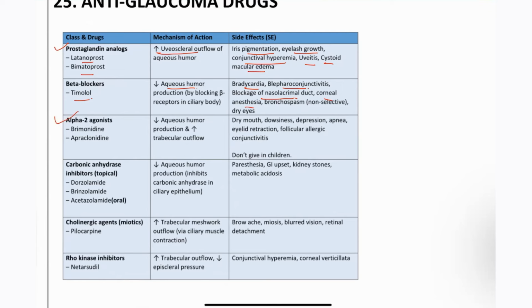Next, alpha agonist drugs, brimonidine and apraclonidine. First, remember that these two drugs are going to cross the blood-brain barrier. If they cross the blood-brain barrier, they are going to cause drowsiness, depression, and apnea. So that's why it is not given in children especially. And other than that, eyelid retraction and follicular allergic conjunctivitis are also seen. And alpha drugs are going to increase the trabecular outflow and decrease the aqueous humor.